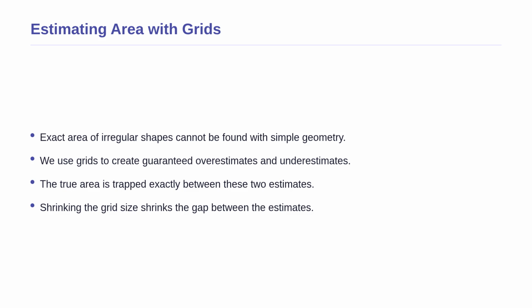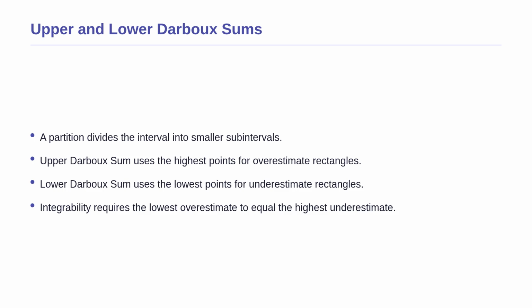If you make your grid square smaller and smaller, the gap between the overestimate and the underestimate shrinks. If you can shrink that gap so much that it becomes practically zero, you can confidently say you know the exact area. Building on this idea of grids, let us formalize it using mathematical tools called Darboux sums.